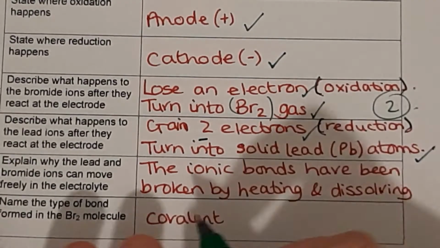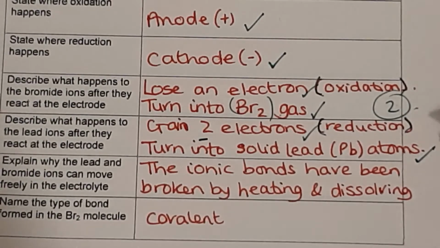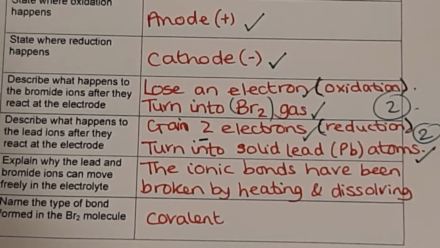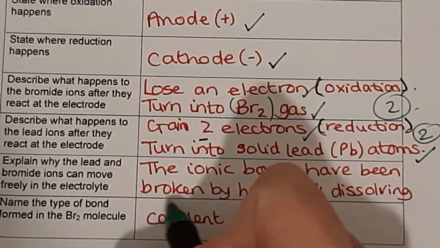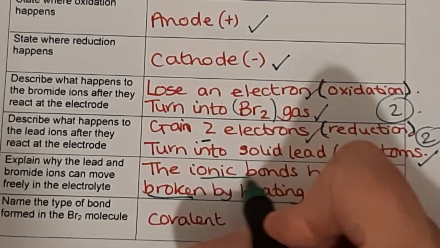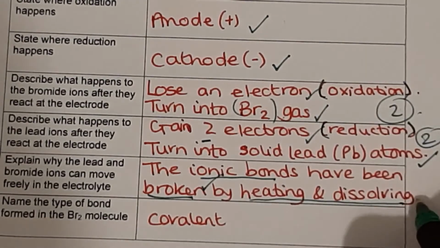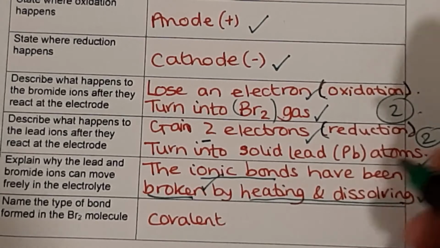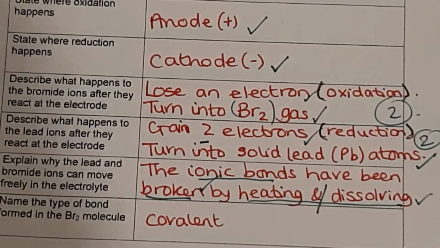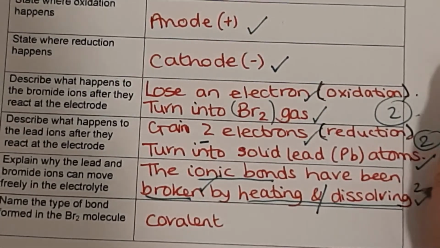Then explain why the lead and bromide ions can't move freely in the electrolyte. Well, the ionic bonds have been broken, and that's because of heating and dissolving. Either of those is fine. So heating and or dissolving, either of them is fine. Again, that's another 2-mark question.